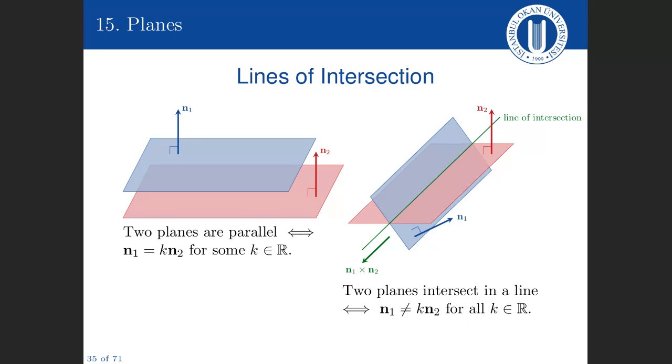Let's suppose we have two planes and we're trying to find the line where they intersect. For a line, we need a point on the line, and we need a vector which is parallel to the line. The vector which is parallel to the line must be orthogonal to n1, and it must be orthogonal to n2. If we're trying to find a vector which is orthogonal to both n1 and n2, we can take n1 cross n2. Because n1 cross n2 is always orthogonal to n1 and orthogonal to n2.